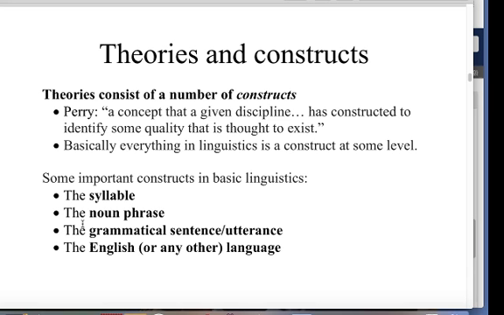Similarly, the noun phrase, right? If you've ever taken an intro linguistic class where they talk about syntax, these kinds of syntactic phrases play a large role in that theory, but they themselves are constructs. You can't point at some object out in the world and say, oh, look, that's a noun phrase. Isn't it cute? Right? A noun phrase is a construct. Here's one, the grammatical sentence or utterance, right?